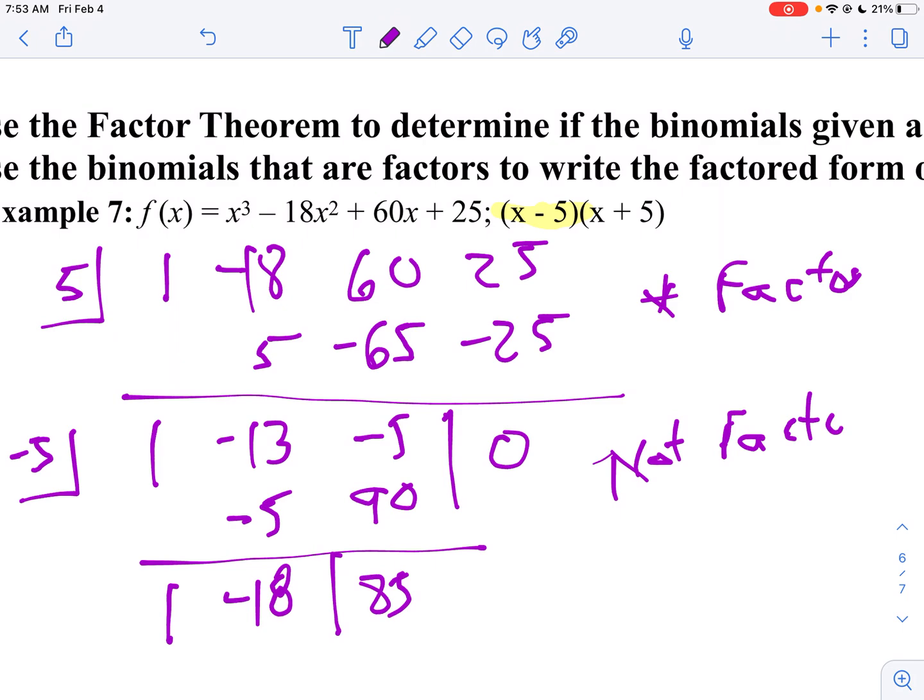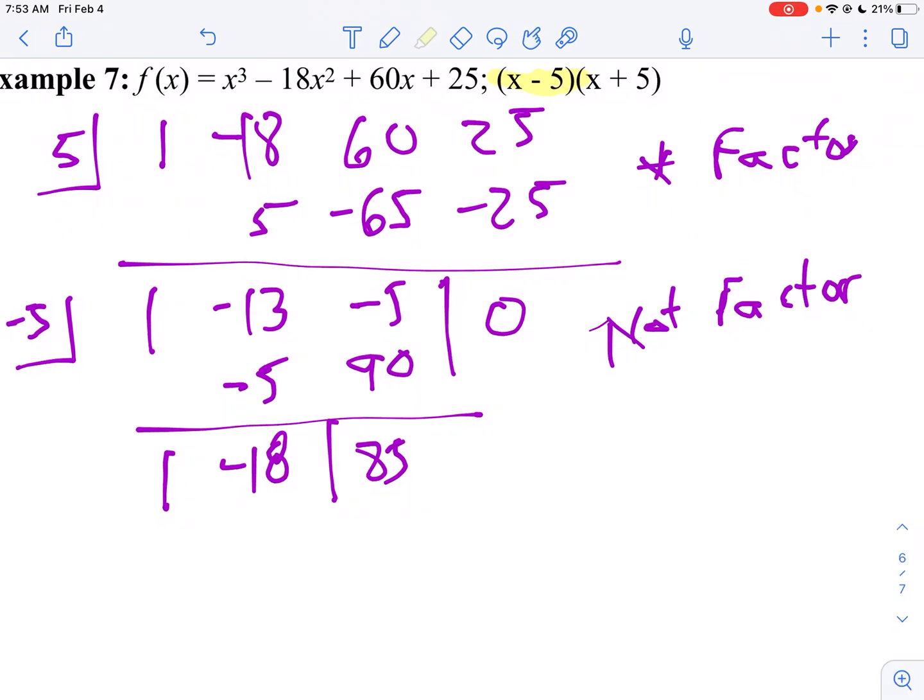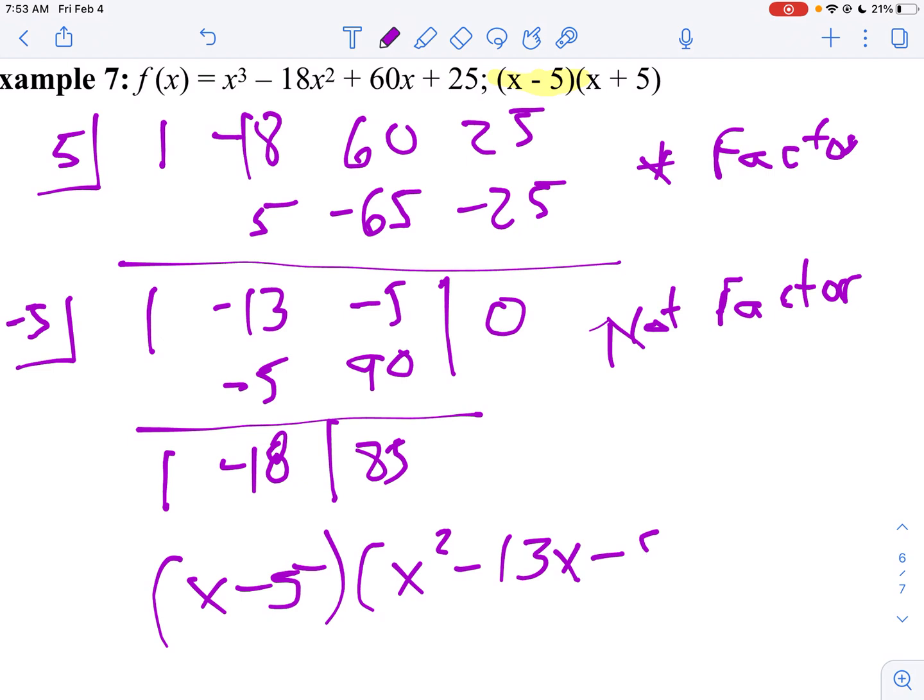So now let's write our polynomial in factored form, because I know the first factor is x minus 5. My second factor is going to be the depressed polynomial, because remember we started at x cubed, so this is x squared. So the x squared minus 13x minus 5. And that does not factor, so we're done.